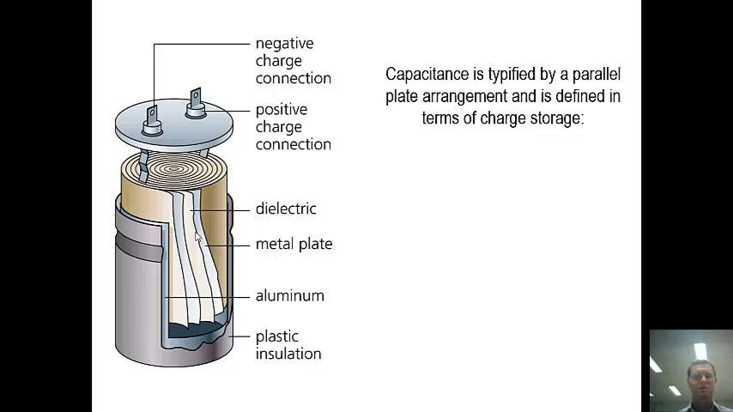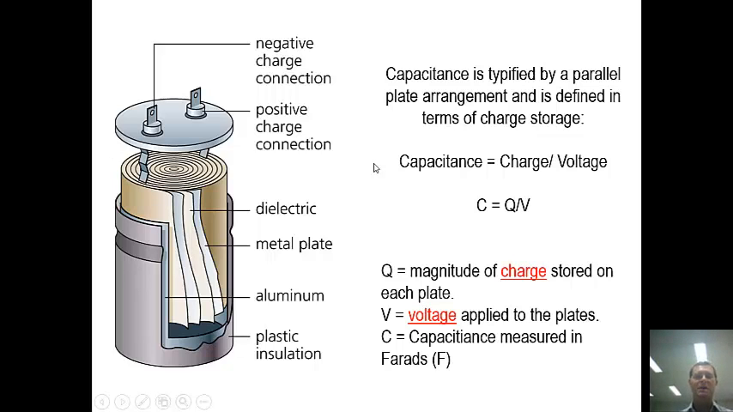Defined in terms of charge storage. So the purpose of these parallel plates is to store as much charge as possible. It's a charge storer. So capacitance equals the charge stored divided by the voltage applied to the plates. And what we're looking for is something to be able to store as much charge as possible with the smallest voltage possible, and therefore to have the most capacitance. So crucially, it's a device for storing charge.